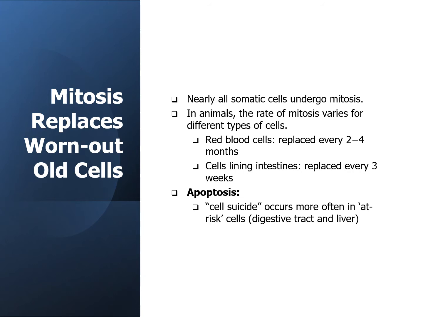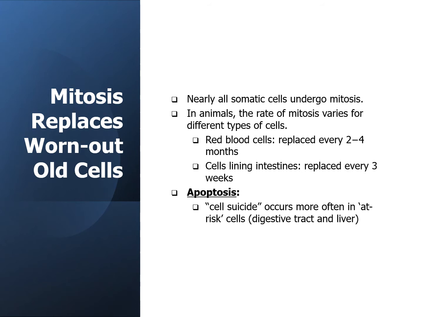So in animals, the rate of mitosis varies for different types of cells. Red blood cells are all going to be replaced every 2 to 4 months, while the cells lining your intestines are replaced every 3 weeks. So it sort of depends on how much use and abuse, if you will, the cells are getting, if they need to be replaced quicker, or if they can last a little bit longer. So kind of fun stuff.